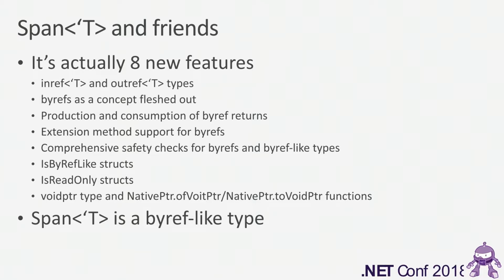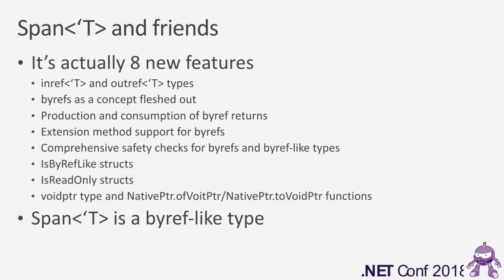And so we basically restrict what you can do, similar to how some of the newer versions of C#, like C# 7.2 and 7.3, restrict usage of certain things like Span of T. We apply very similar safety checks, just with some extra F# semantics on there. We have IsByRefLike structs and IsReadOnly structs, which I'll talk about a bit more. And then we have the voidptr type and some functions in the NativePtr module, ofVoidPtr and toVoidPtr.